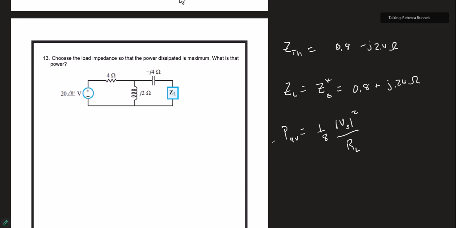To get the voltage of the source, that's going to be the same as the voltage of the open circuit that you got when you found your Thevenin equivalent. And your average maximum power should come out to be 12.5 watts.